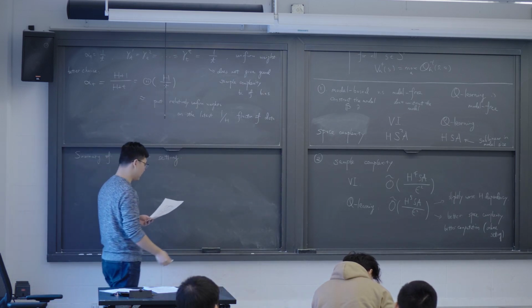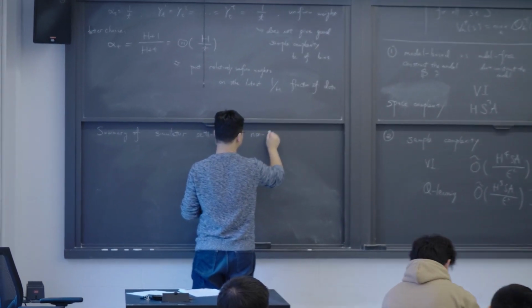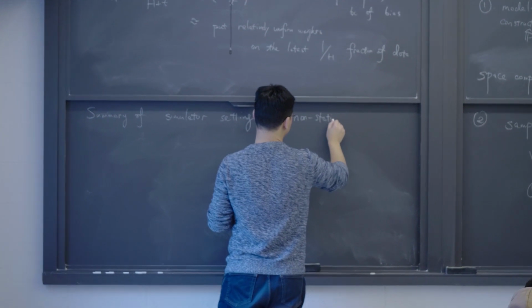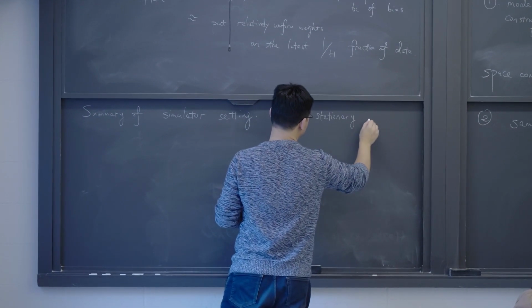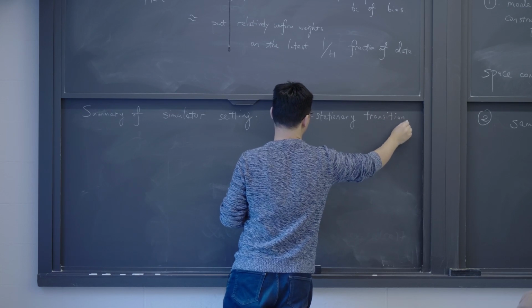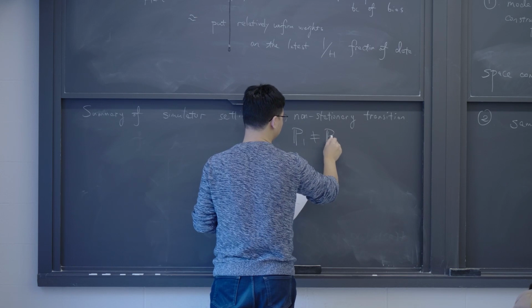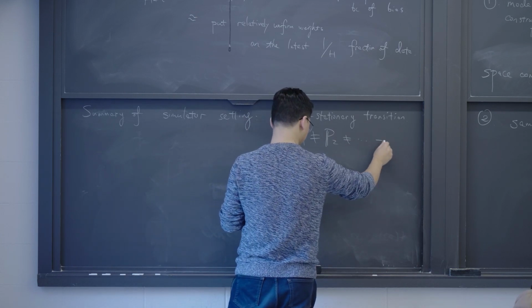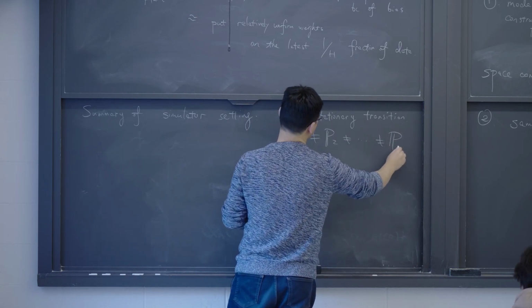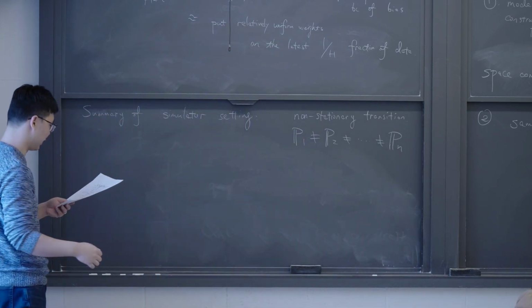So specifically, we talk about the non-stationary transition case. By non-stationary, we mean we assume P1 is not necessarily equal to P2, is not necessarily equal to Pn. They can be equal, but we don't require it to be equal. So it can be different.